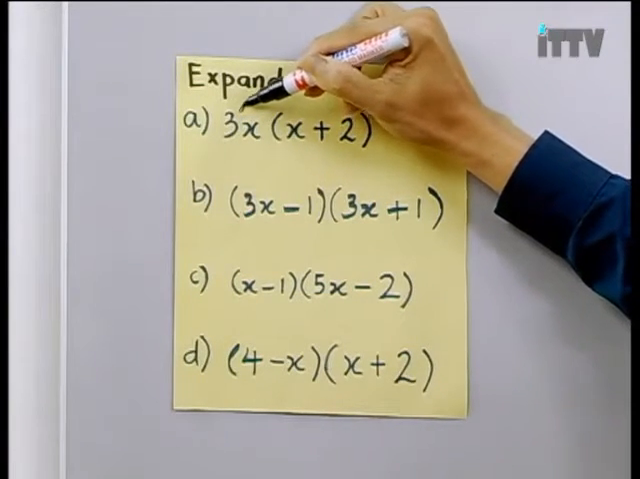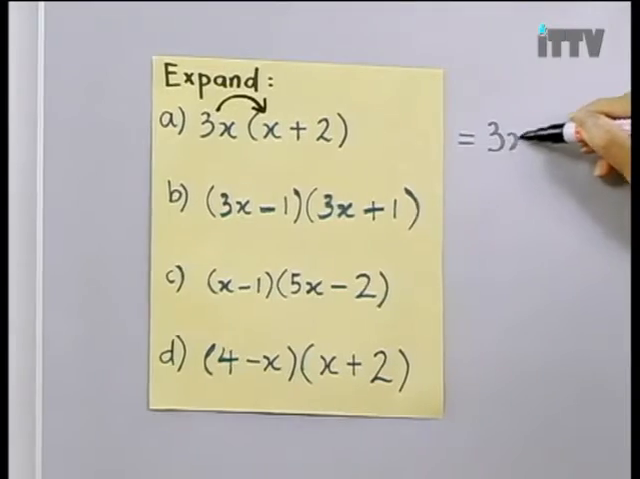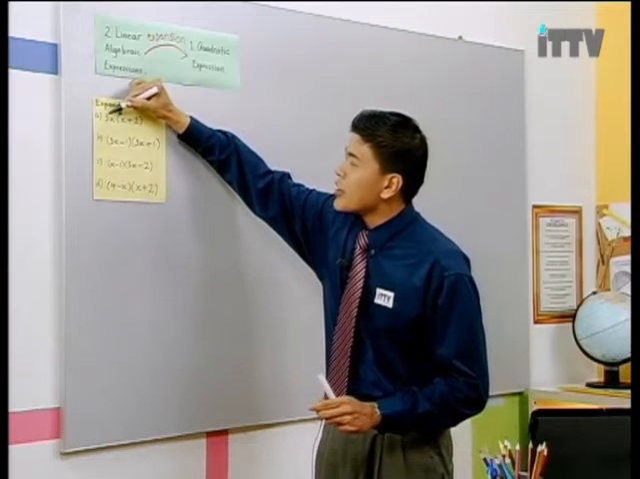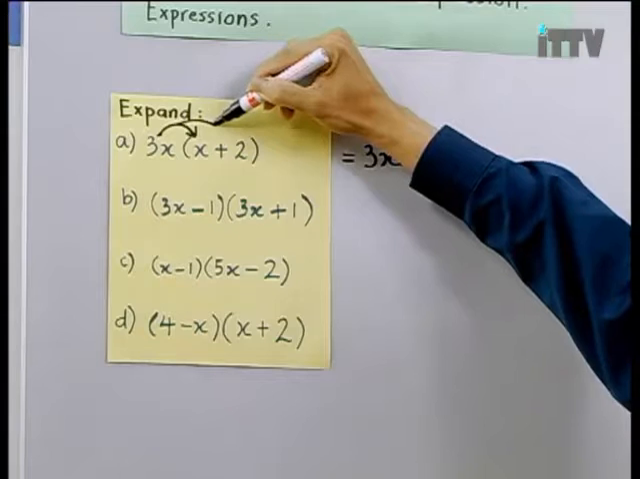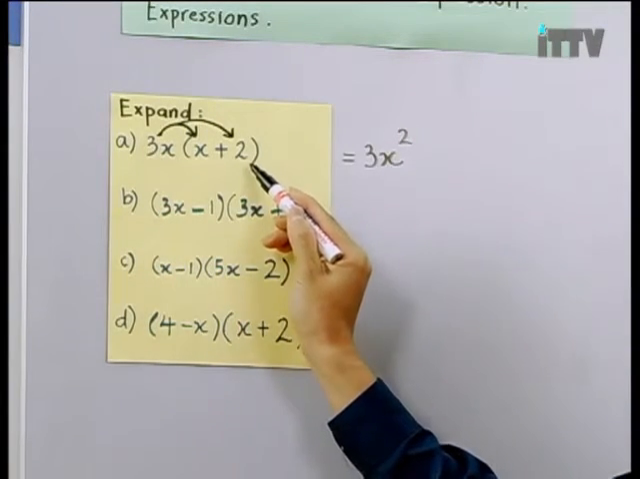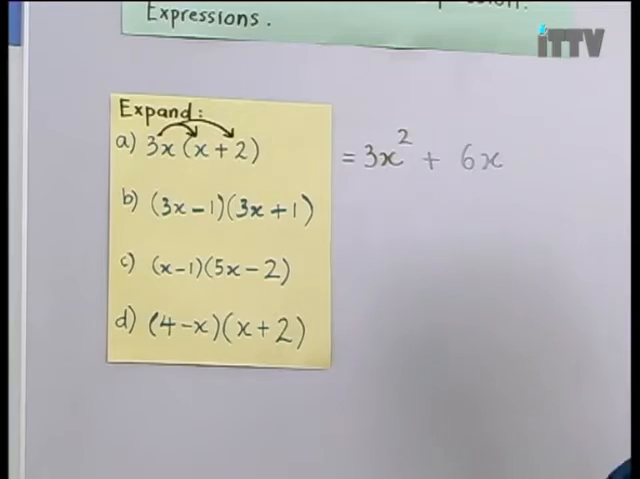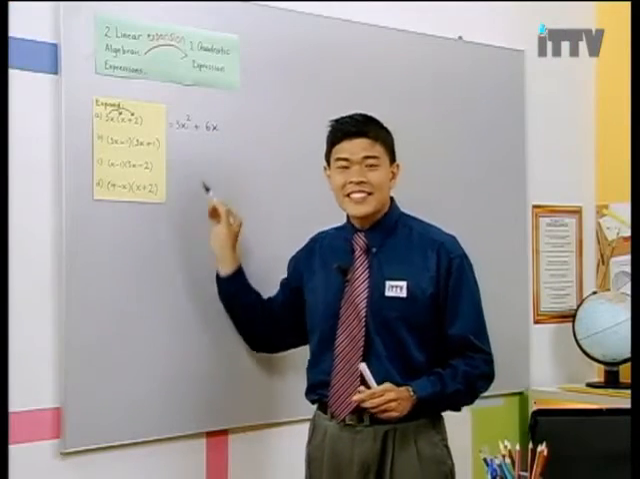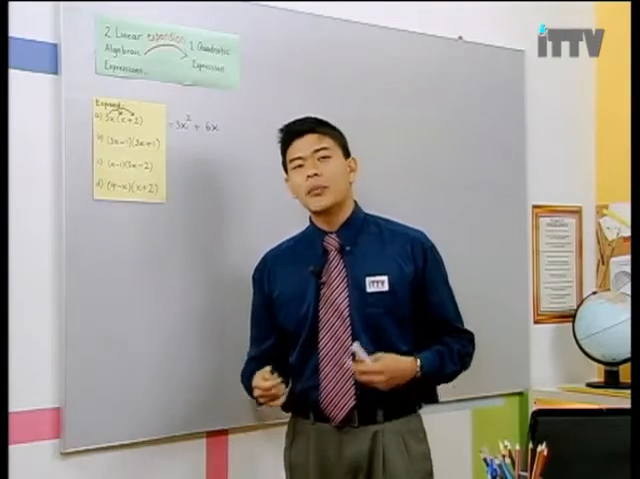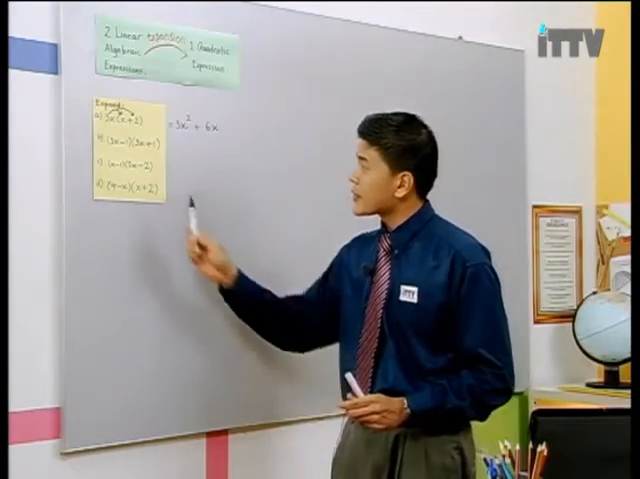So 3x must be multiplied with x, and we write it as 3x squared. And then don't forget, every term means 3x has to be multiplied also with positive 2. And when you take 3x multiplied by 2, you get positive 6x. So 3x squared plus 6x is the quadratic expression that is formed from these two linear expressions by the process of expansion. Now let's take a look at example B.